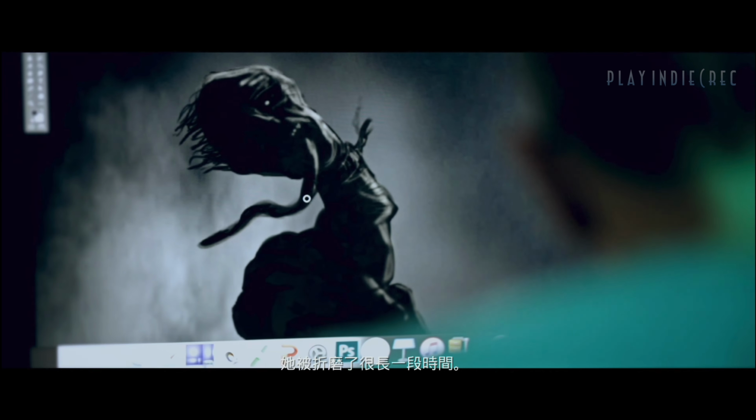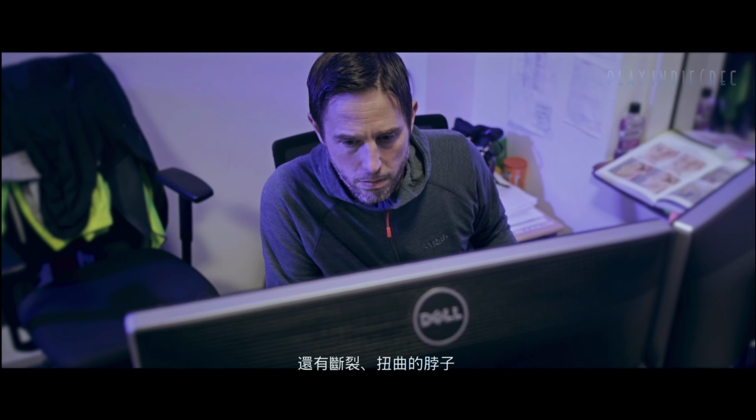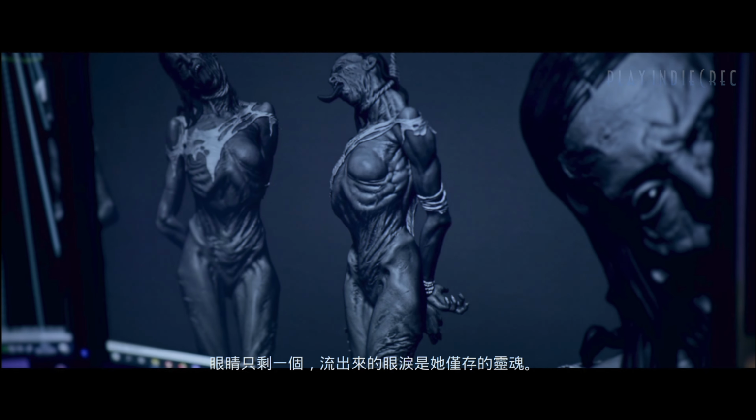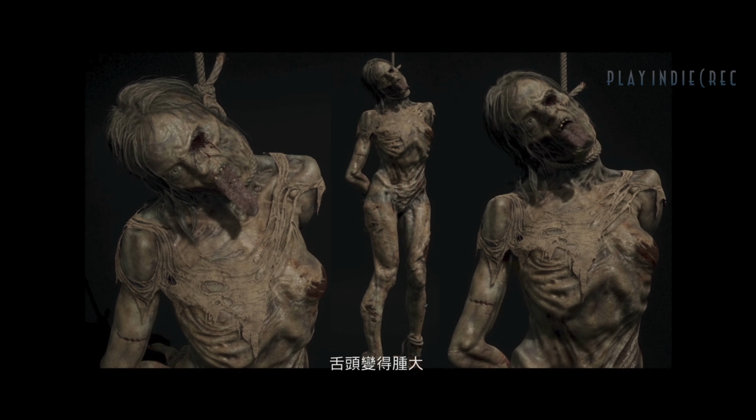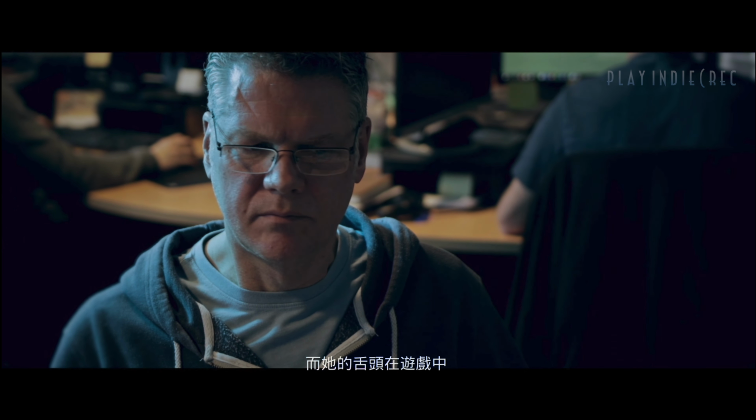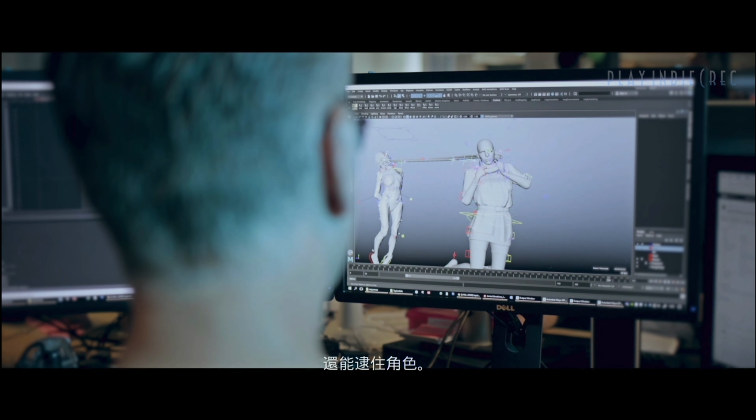The most key of all of the elements was the face and how we framed that, and that was that broken, twisted neck, one eye remaining, a tear coming out because it's that last remains of her soul. The noose was digging into her neck, and her tongue was actually so bloated and grown that that actually became a feature for us in the game, that tongue actually becomes a grapple to get hold of some of the characters.